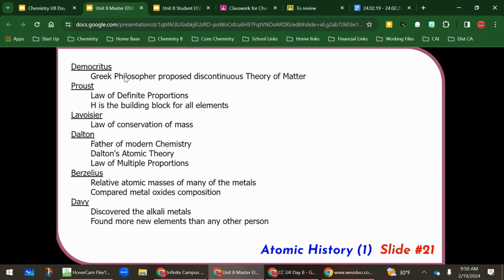He found more new elements than any other person. Davy is credited with finding more new elements than any other person. Now, actually, ladies and gentlemen, he didn't find the alkali metals alone, though. He found them in college, yes. He went to Penn State, and there in Penn State, they had a bunch of elements there, and he's like, oh, look, these are the alkali. No!